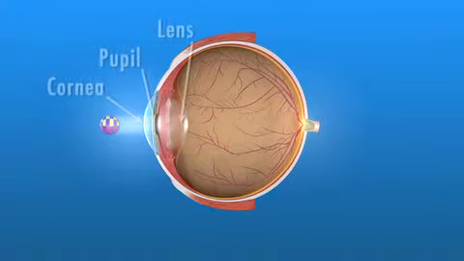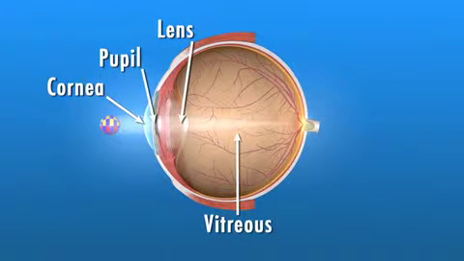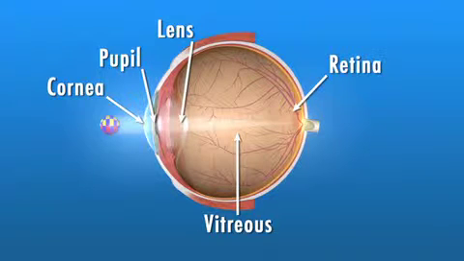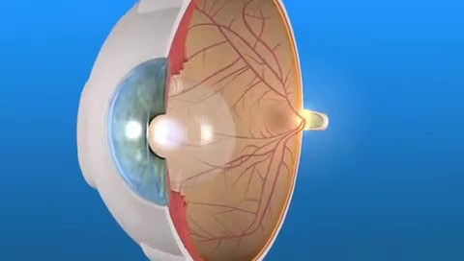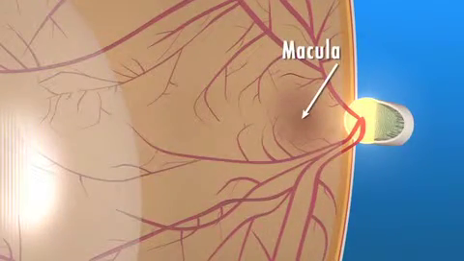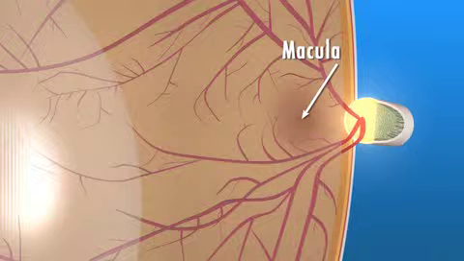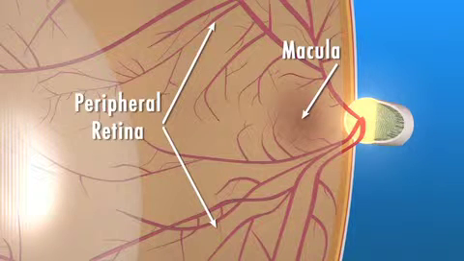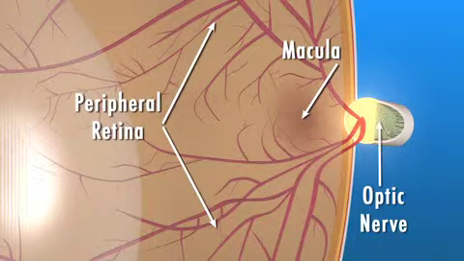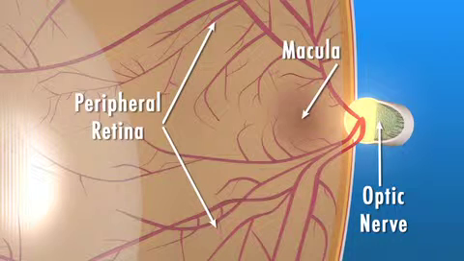Light rays enter the eye through the cornea, pupil, and lens. These light rays pass through the vitreous, a clear gel-like substance that fills the middle of the eye. The light rays are focused on the retina, a light-sensitive tissue lining the back of the eye. The macula is a very small area at the center of the retina that gives us our fine pinpoint central vision. The area of retina surrounding the macula gives us our peripheral or side vision. The retina converts the light rays into signals that are sent through the optic nerve to the brain.